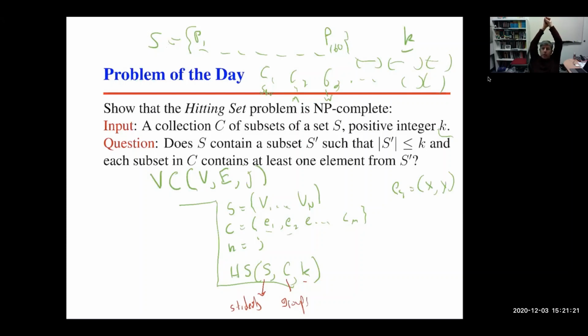And again, this is a great kind of thing. Hitting set seemed like an interesting problem, but we know that this problem is as hard as vertex cover, which is as hard as anything else, okay? So it's as hard as SAT, and SAT we know is hard. Any questions about this?